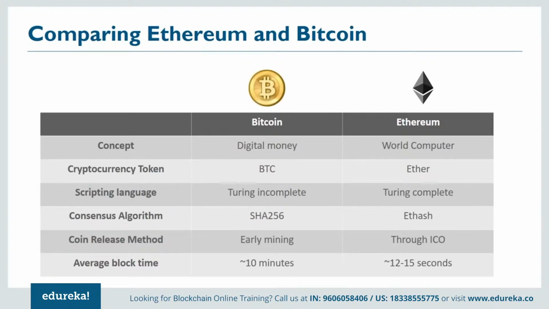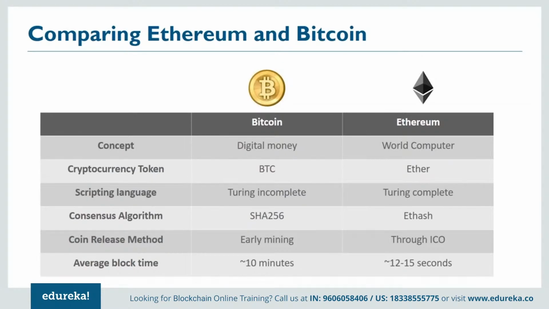Now next we come to the consensus algorithms. Bitcoin uses the SHA-256 hash algorithm, while Ethereum's algorithm is called ETH-hash. Both of these are proof of work currently. However, Ethereum will move to proof of stake in the near future as a part of its scalability plan.